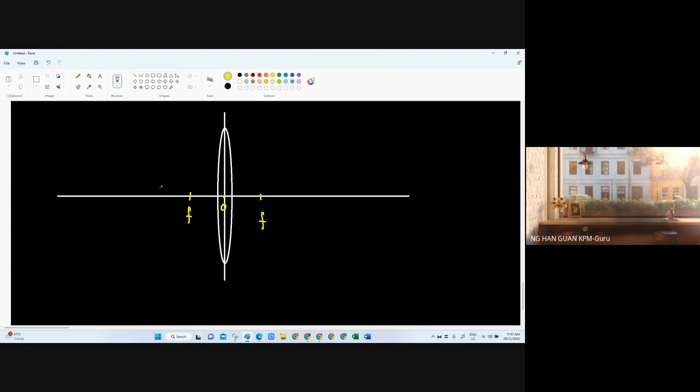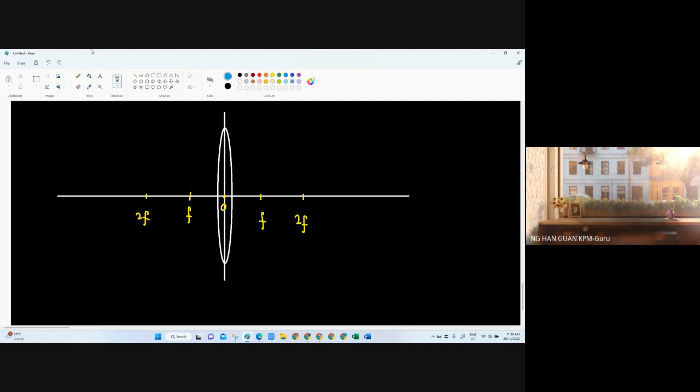And then after that we need to get another one here, 2F. So all these distances should be the same when you measure. That's why it's better to use graph paper.